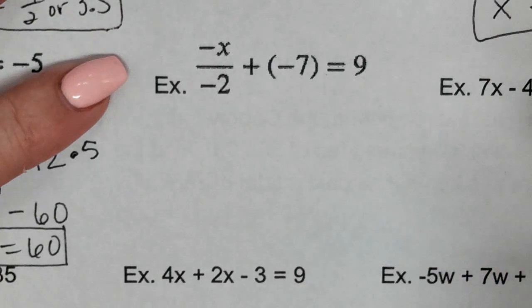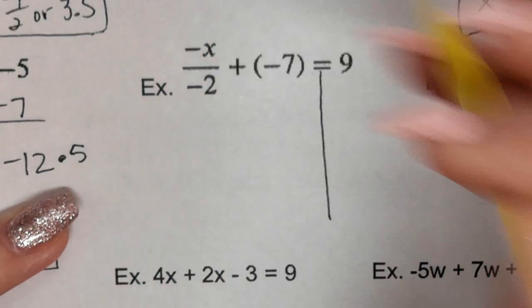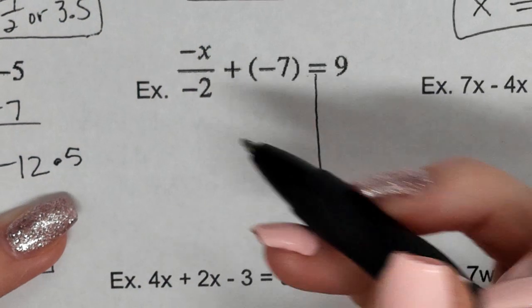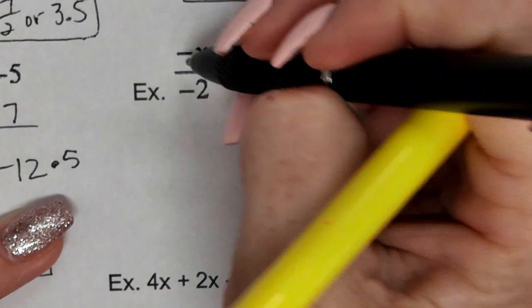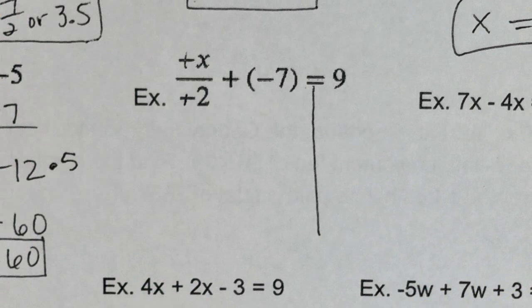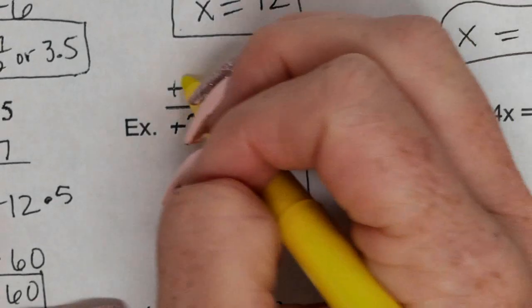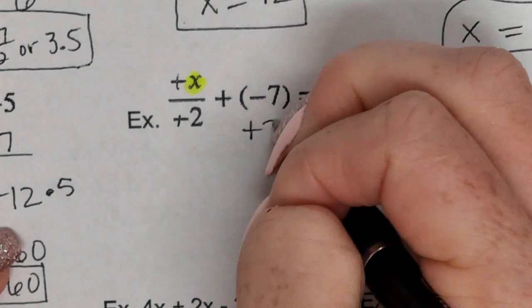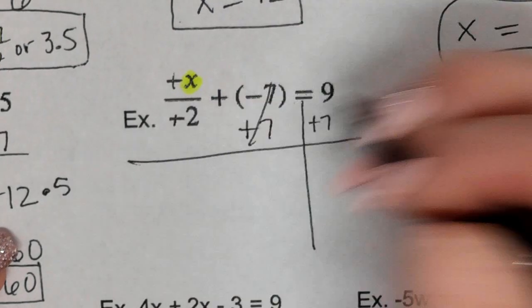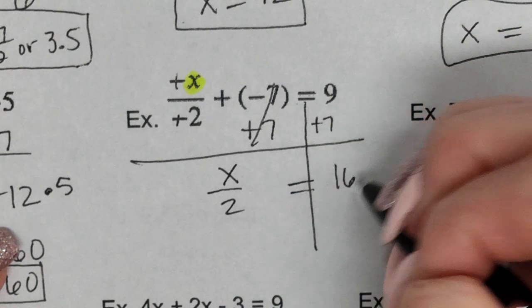All right, this one. My goal is to get the x by itself. Now stop real quick. Do y'all see a double negative right here? Yeah. So could I just go, the two negatives make a positive, you see what I'm saying? Like I don't got to deal with all that. Okay? All right, how am I going to get rid of a minus 7? So I have x divided by 2 equals 16.